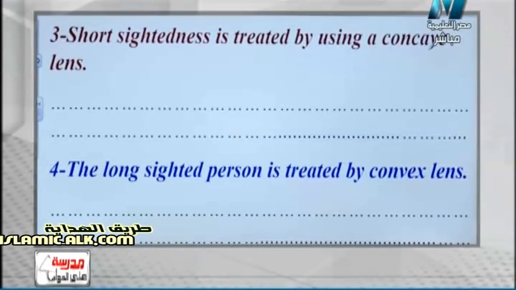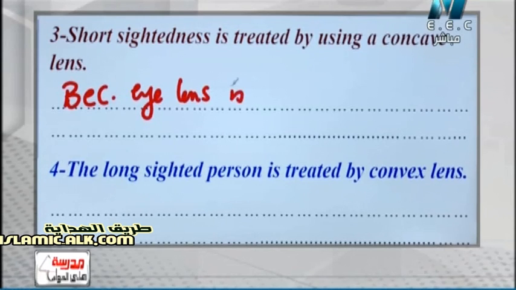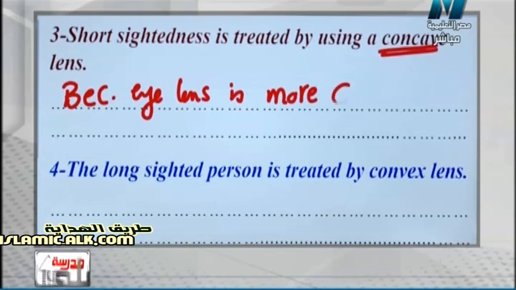But we didn't have the answer for our 2 questions. Till now, no answers for the 2 advanced questions at the beginning of this episode. As you see here, it says short sightedness is treated by using a concave lens. Why, for short sightedness, do we use a concave lens to treat it? I would tell him, because the eye lens is more convex.